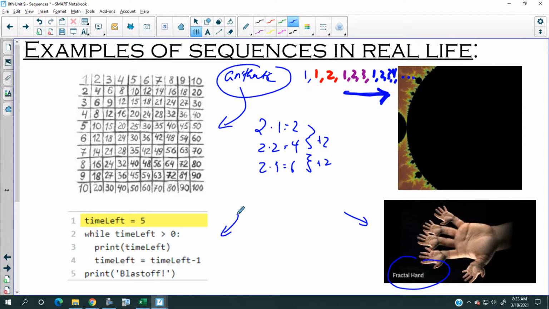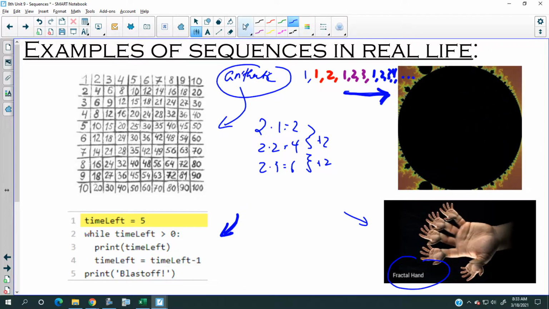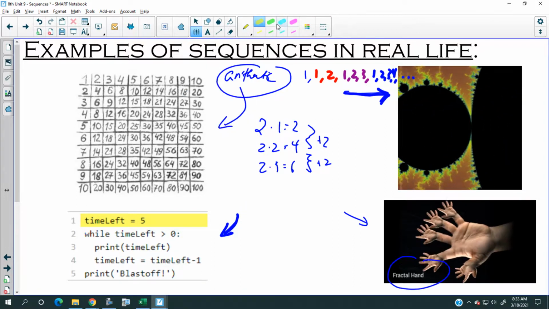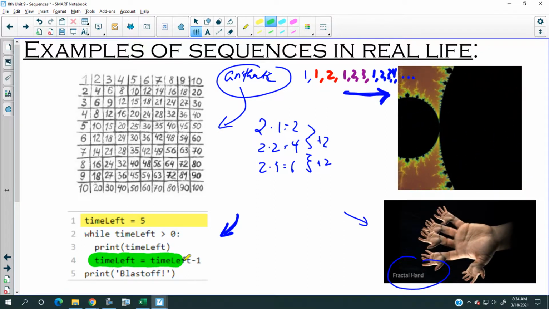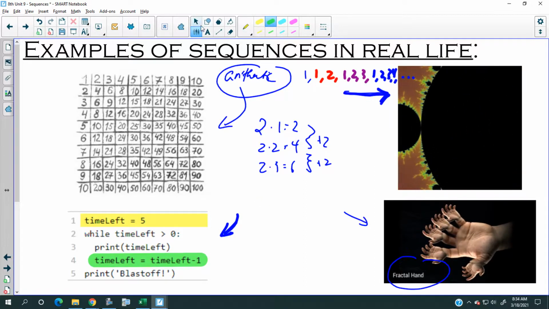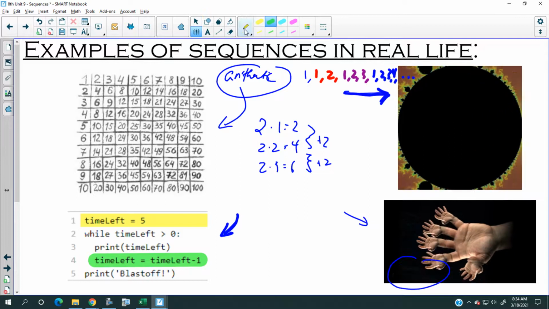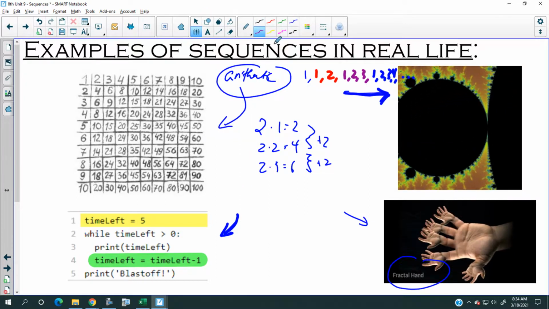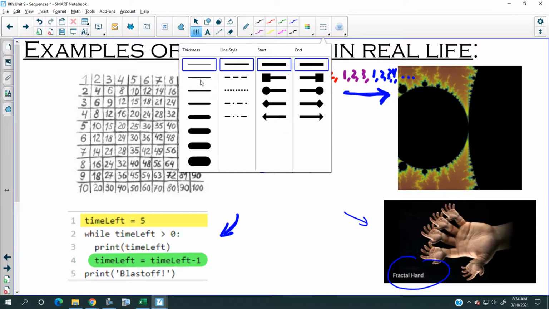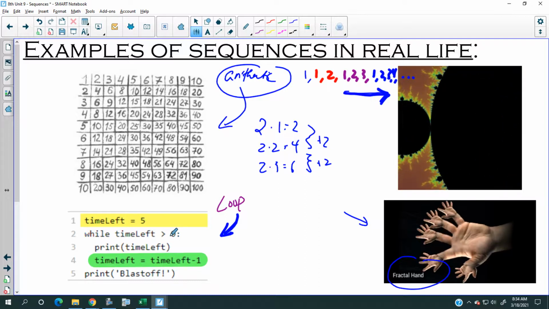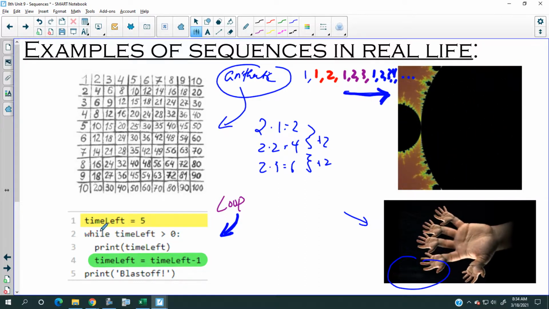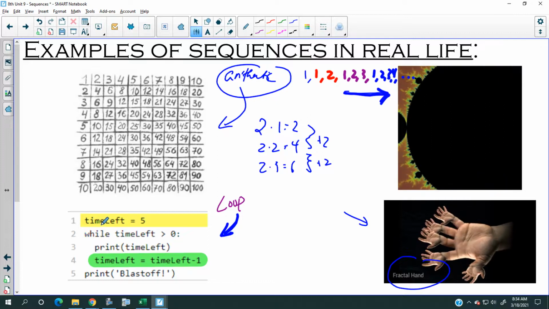The thing that I really want to get to the most is this. I thought this was the most exciting example of sequences, which is this. This is computer programming, and this is called a loop. If you're interested in computer science, this is for you. I don't know if you can understand this, but this is a loop where you tell the computer program to do a certain thing over and over until a certain point.